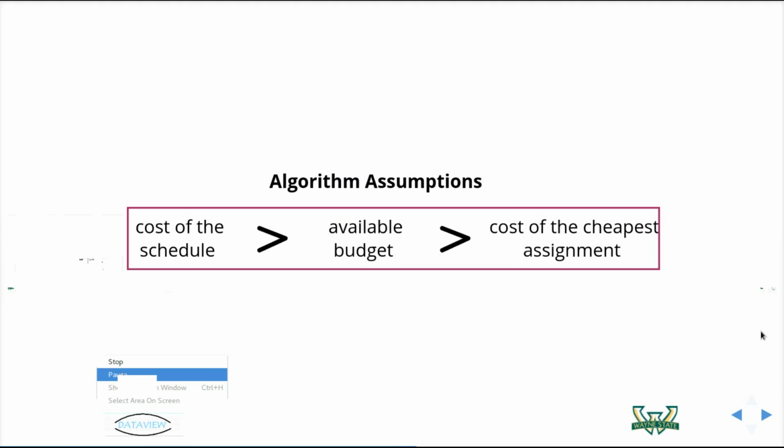Also, this algorithm contains some assumptions. The available budget should be higher than the cost of the cheapest assignment. This assumption guarantees that there is at least one solution within the budget available, and also the available budget is less than the cost of the schedule. Cost of the schedule is obtained by using a DAG scheduling algorithm, and without these assumptions there would be no need for further investigations.